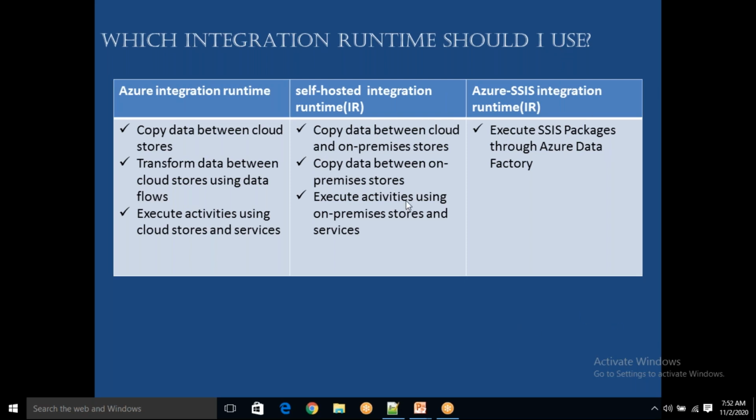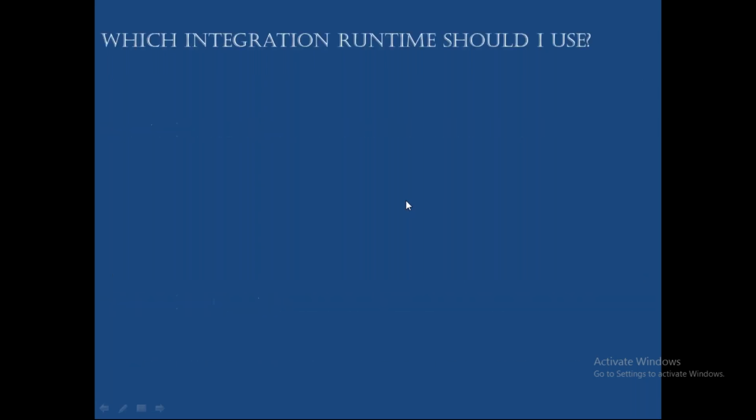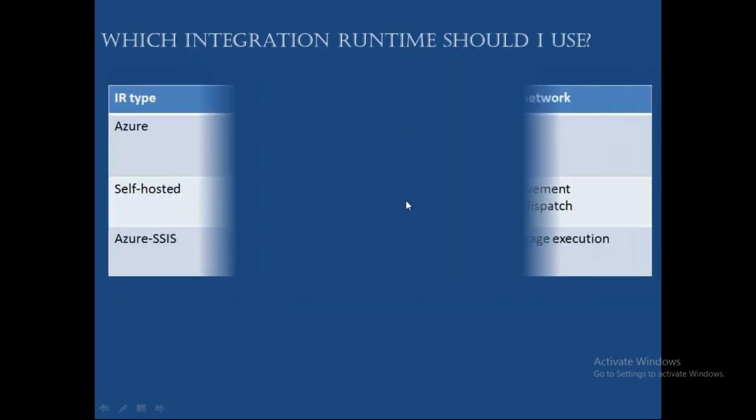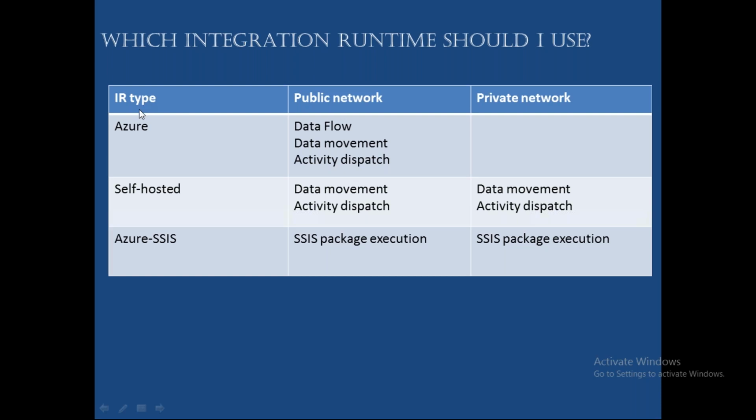Fine. Now we'll see which integration runtime I should use. Now you see, we have an IR type here: public network and private network. If you want to execute a data flow activity within the public network, meaning in the cloud, move the data within the cloud, or execute some transformation activity in the cloud, for all these things you need to use the Azure IR.